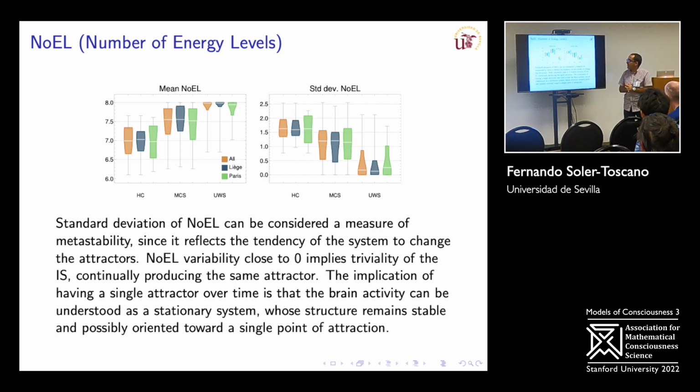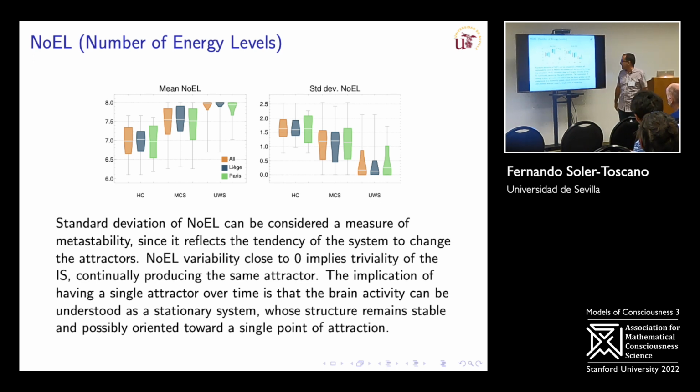For example, with a very simple measure, the number of energy levels, we find that unconscious patients have structures with a greater number of energy levels. Why? Because those structures are more trivial. All the networks appear at every time. And there is also lower variability. The mean is high, and the standard deviation is low.